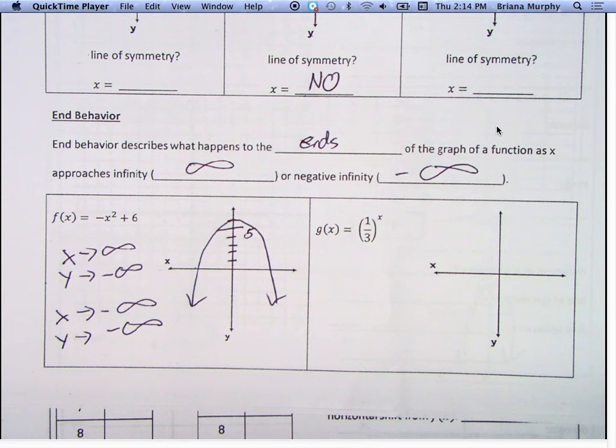Yeah. So if it's pointing down, it's going towards negative infinity. If it was pointing up, it'd be going towards positive infinity. And every once in a while, it goes towards a specific number. Okay? So, let's look at the next one.